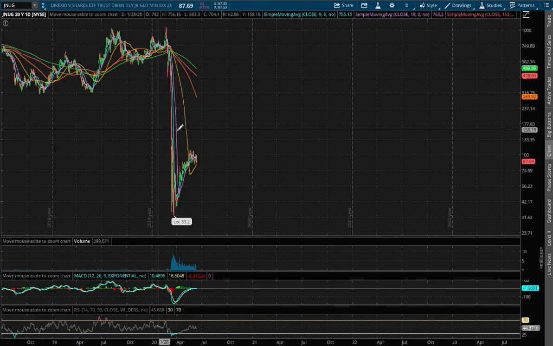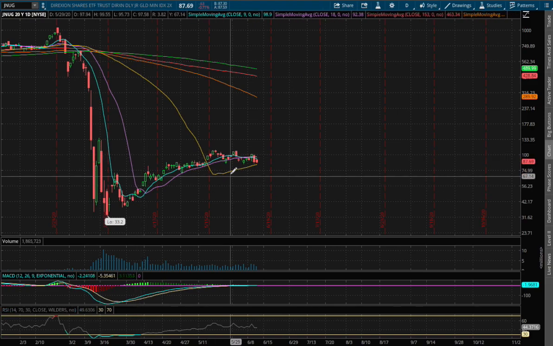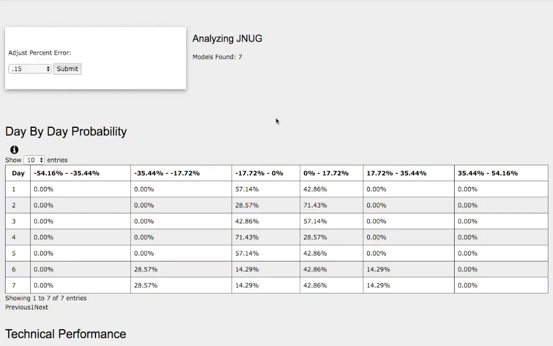And as for the daily chart, we may also see the 50-day moving average acting as our temporary support here as well. And if we check out the day-by-day probability model as our support and resistance gauges, as we progress to the 7th day, we have a 43% chance for JNUG to climb between 0 to 18%, and an extreme case of 14% chance JNUG climb between 18% to 35%.